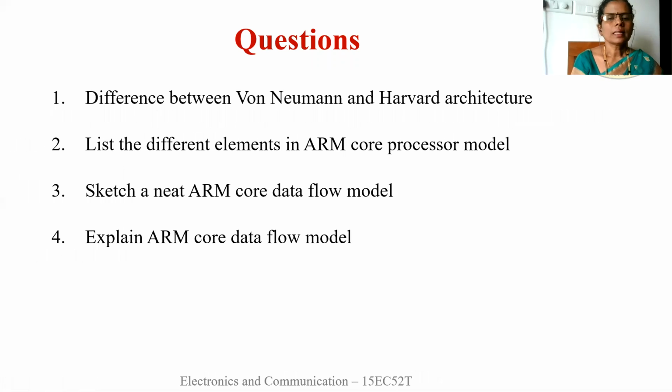So these are the descriptive type of questions. So you can write what are the differences between von Neumann and Harvard architecture, list the different elements. They have asked to list it, not explain. List the different elements, sketch a neat ARM core data flow model, explain ARM core data. Sketching, you may get the question on sketching, you may get the question on ARM. If it is explain, you will get question for 10 marks. If it is sketch, it is for 5 marks. If it is list, it is for 5 marks. If it is difference, this question will be for 4 marks or a 5-mark question.